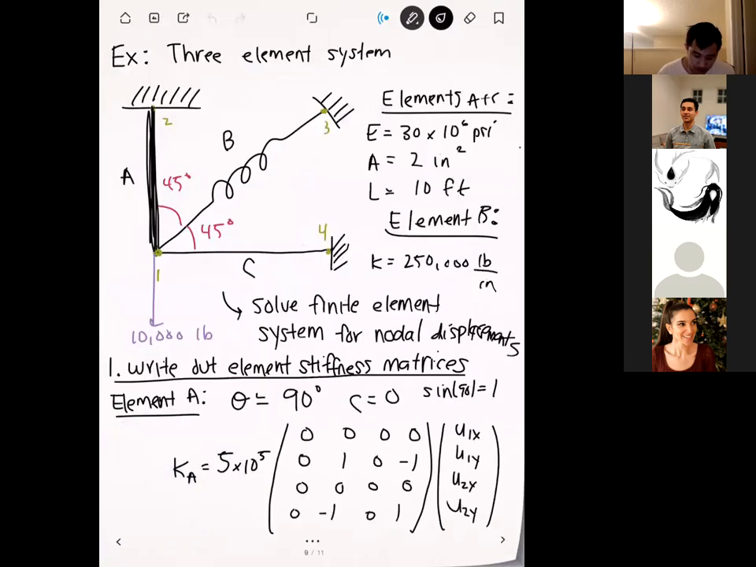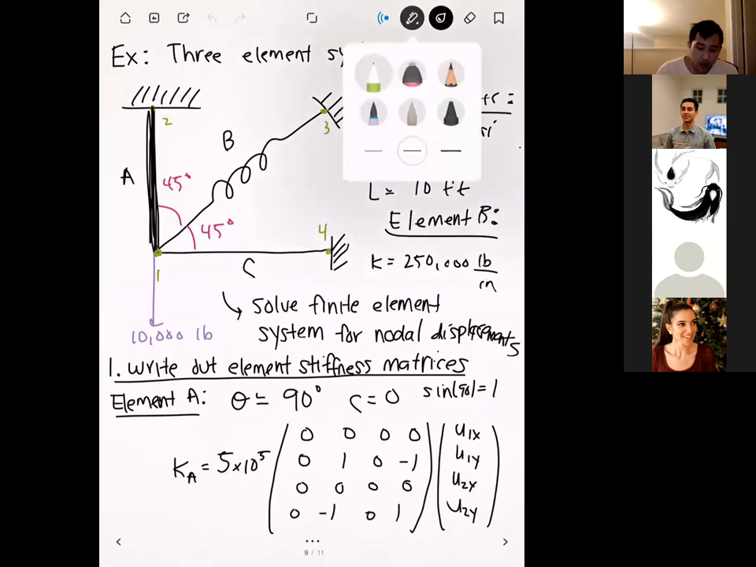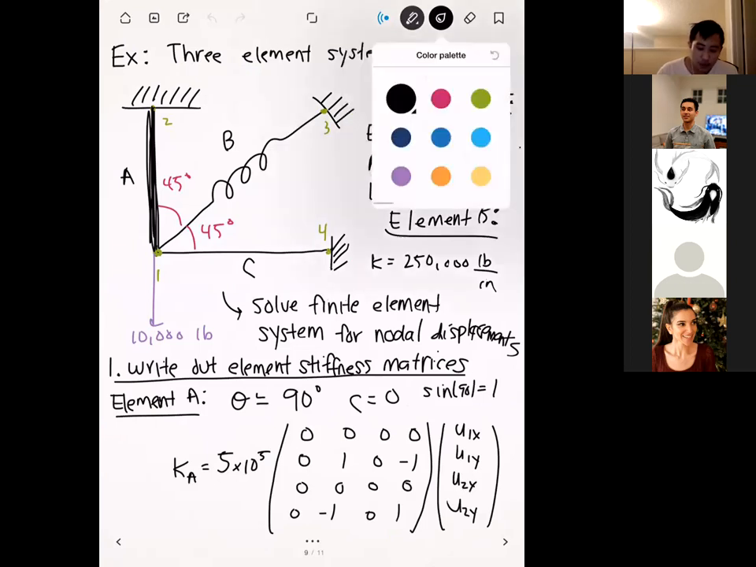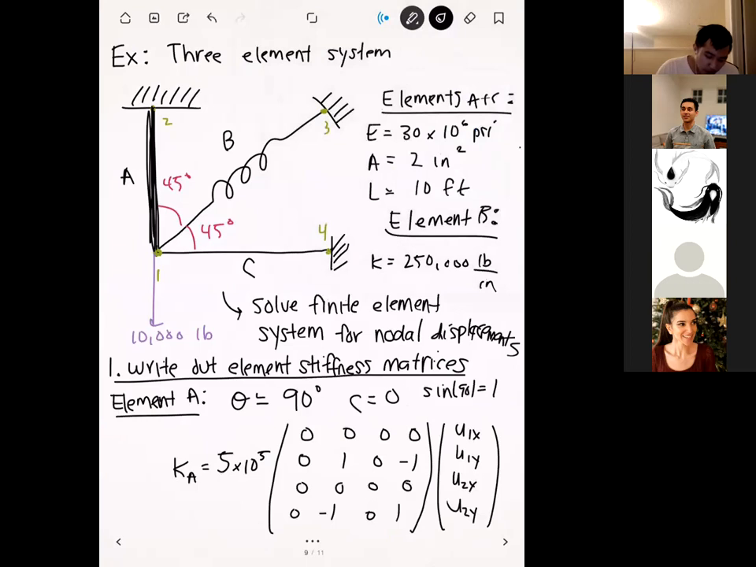If we go back to our problem statement, we have just a single force here, and the single force is being applied on node 1, in the y direction. The way that we can apply this is we can say that F1y is going to be equal to 10,000. Or in particular, I guess minus 10,000 because it's going in the negative direction.